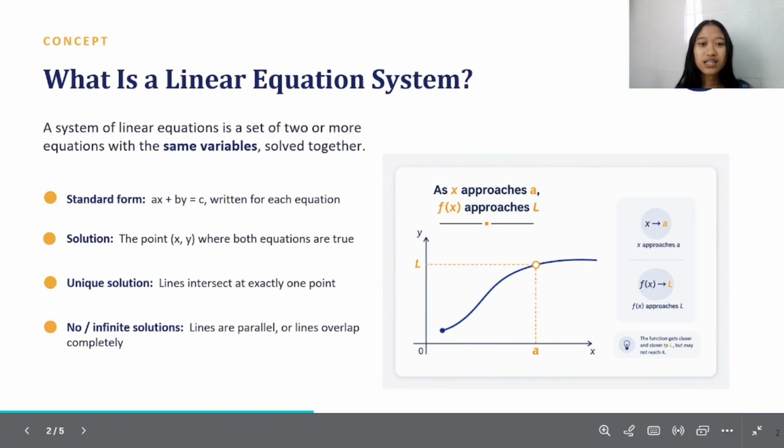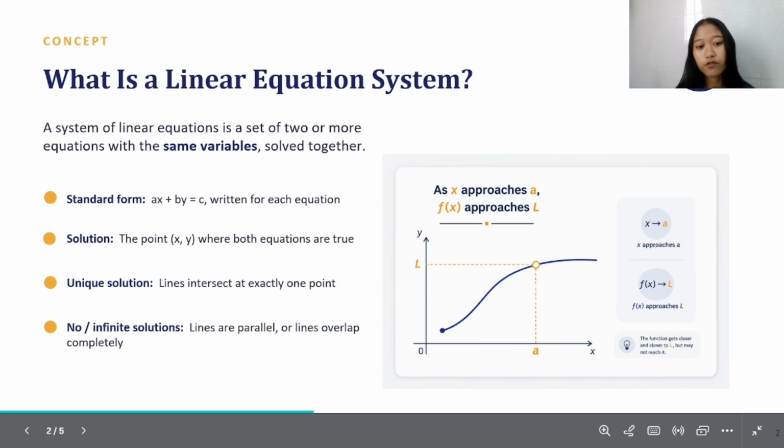Okay, what is a linear equation system? Now let's talk about the definition of a linear equation system. A linear equation system is a collection of two or more linear equations that contain the same variables. These equations are solved together because they are related to each other. For example, if both equations contain the variables x and y, we need to find the values of x and y that satisfy both equations simultaneously.